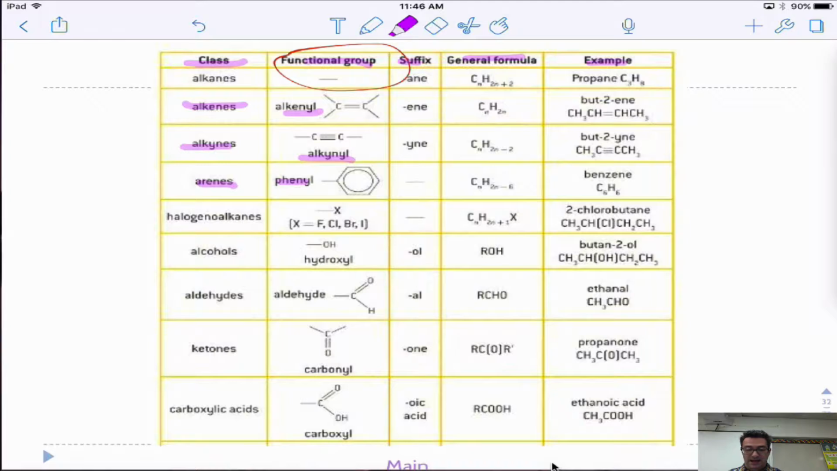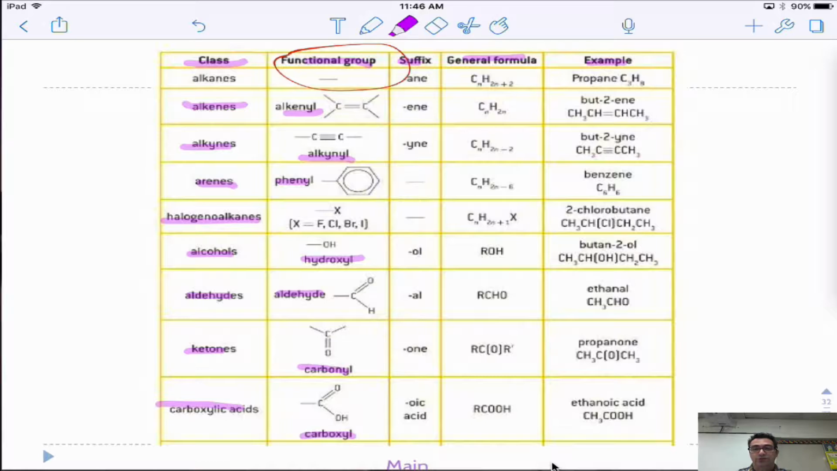The halogenated alkanes. Now these are what we call halides if you look back at the Regents reference table, but they call them halogenated alkanes. And this is just adding a halogen. Then there's alcohols, which have a hydroxyl group. Aldehydes, which have an aldehyde group. Ketones, which have what's known as a carbonyl group. And carboxylic acids that have a carboxyl group.